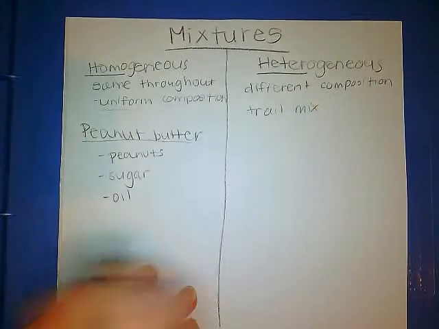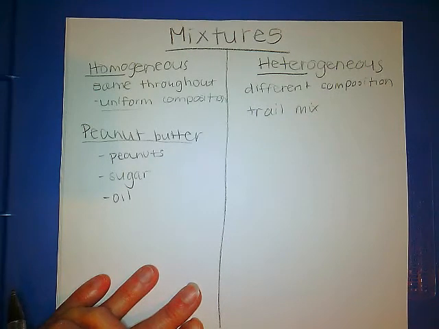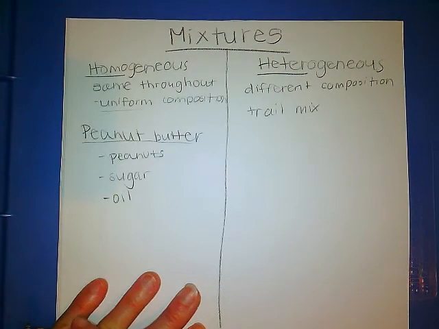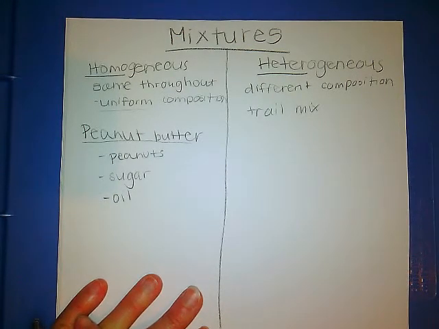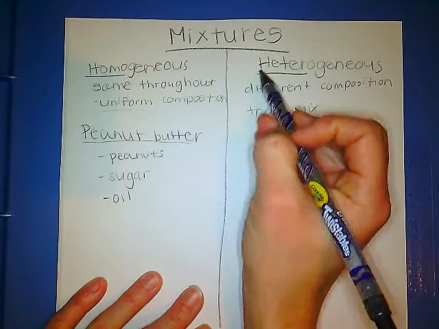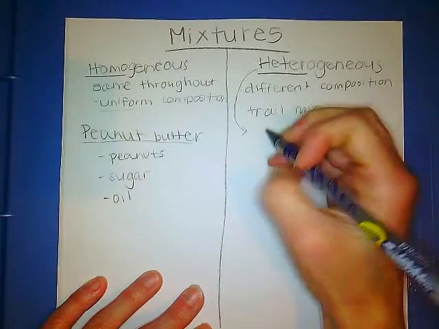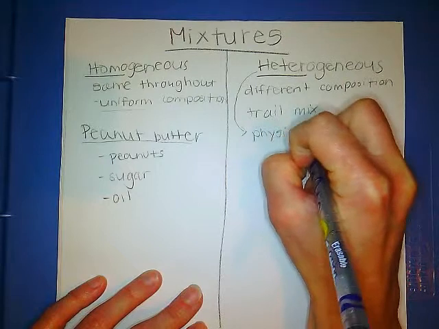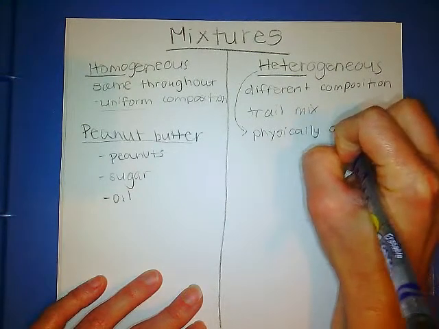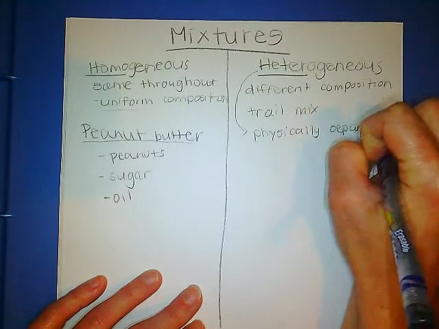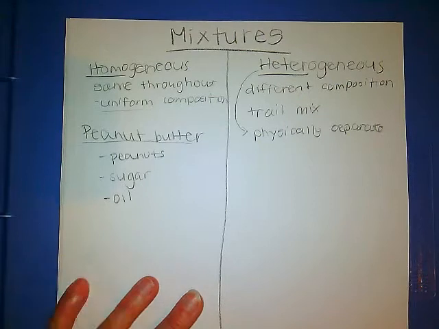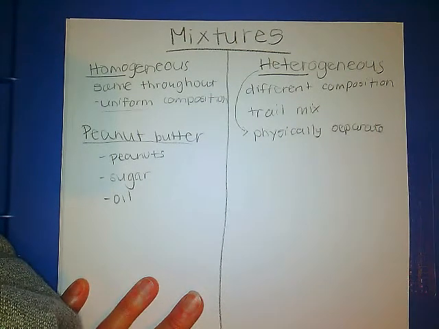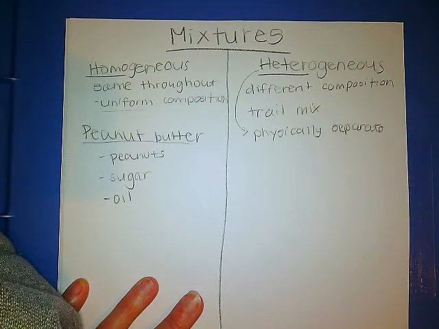Okay, trail mix is not uniform throughout. You could have different percentages of peanuts and raisins and M&Ms. It's different throughout. Same thing with a salad. Think about the lettuce, think about the cheese, the dressing, the tomatoes. I tend to tell students, think of heterogeneous mixtures as things that you personally could go through and physically separate a lot of times. Okay, not all the time, but a lot of times you could go through and physically separate those things out. So those are our two big types of mixtures.